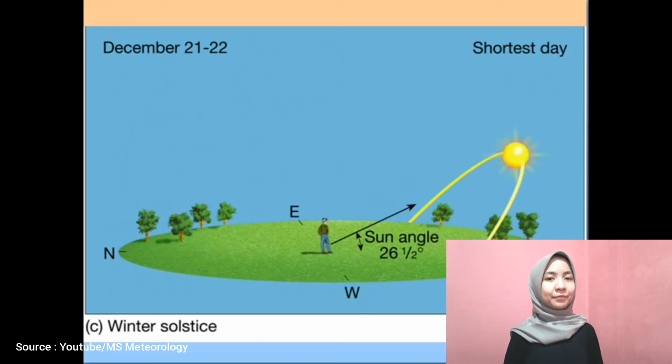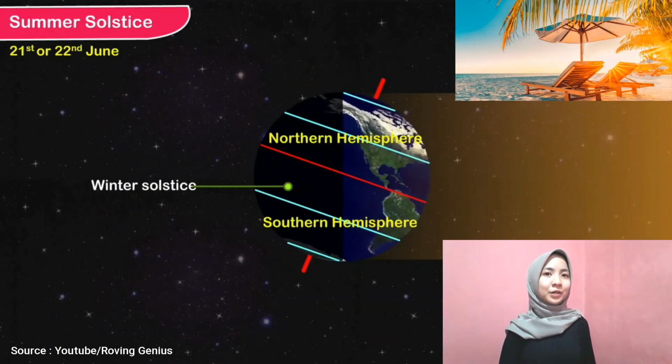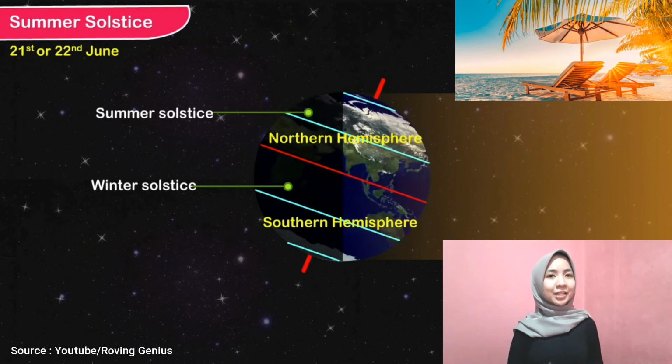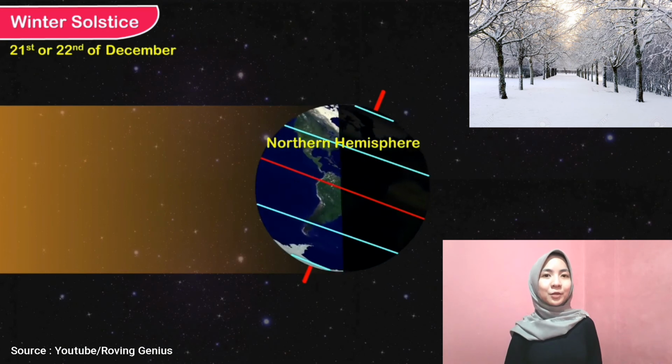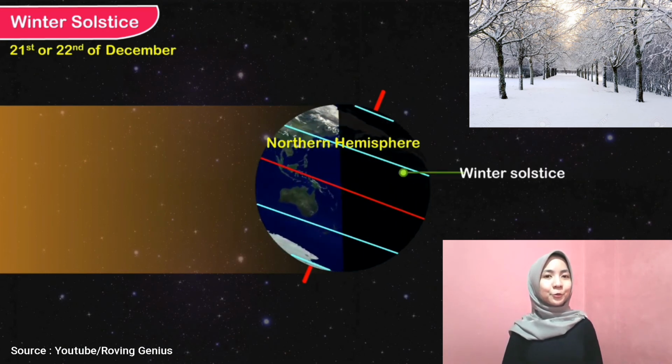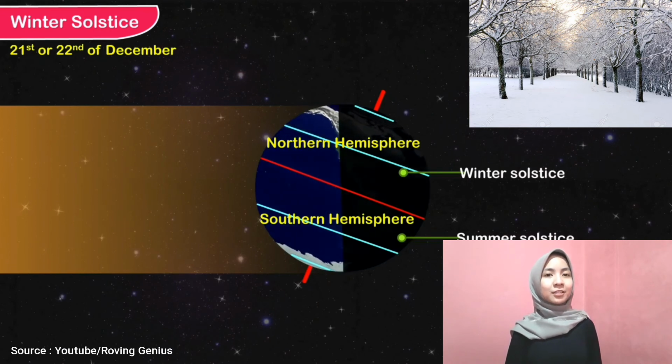from the Sun. For the Northern Hemisphere, the axis points most toward the Sun in June, specifically around June 21st, and away from the Sun around December 21st. This corresponds to the summer and winter solstice. For the Southern Hemisphere, this is reversed.